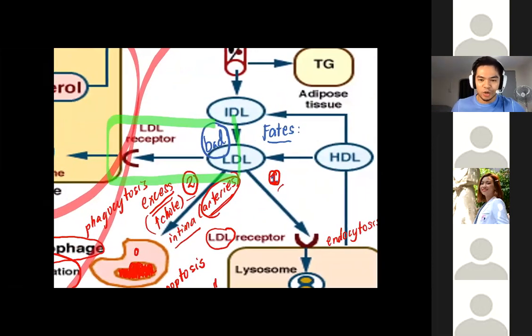Yan yung sinasabi ko na alternative source ng liver. Ang ginagawa ng liver, pinaparami niya yung LDL receptor, kaya yung LDL na a-attract doon sa receptor. So pag na-attract, kakainin ng liver. So in other words, trap siya. Trap. Okay? Gagamitin lang siya ng liver kapag hindi na sapat yung primary source.